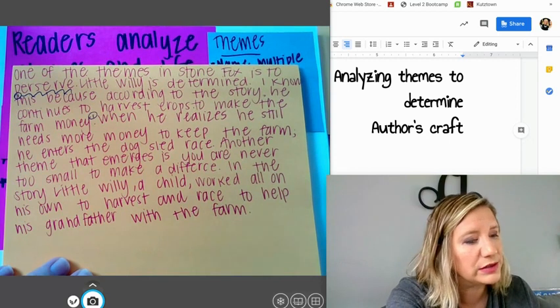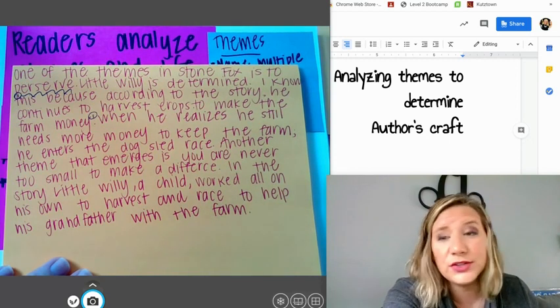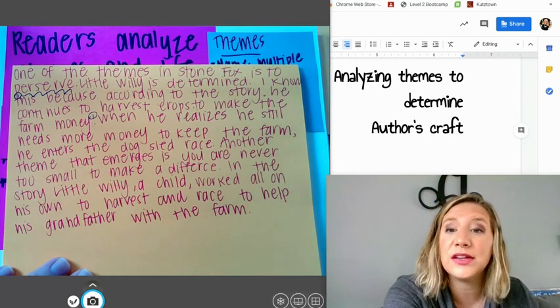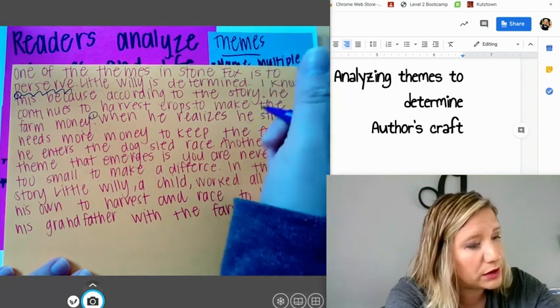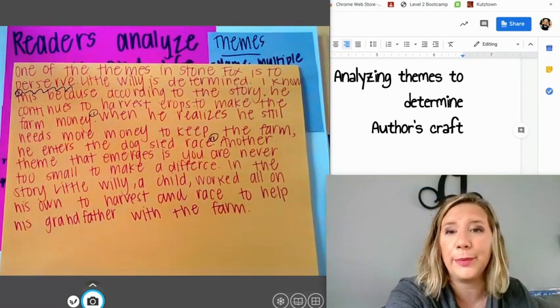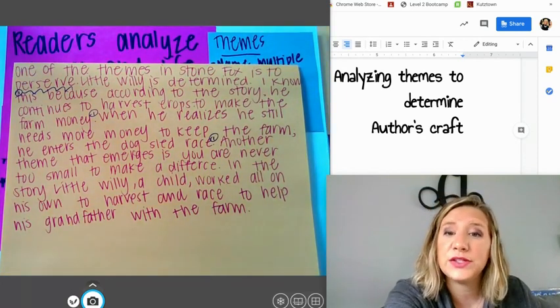When he realizes he still needs more money to keep the farm, he enters the dog sled race. So there is a second piece of evidence for that first theme. So I'm also going to put a number 1 by that. Okay, this next part's new.